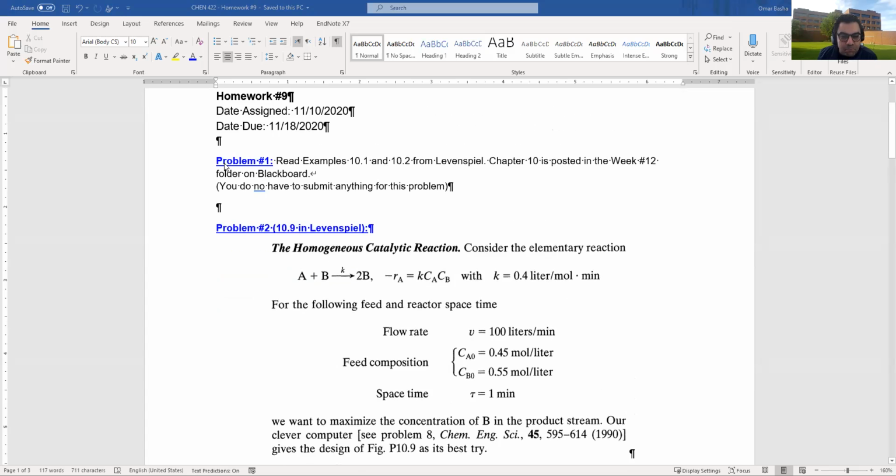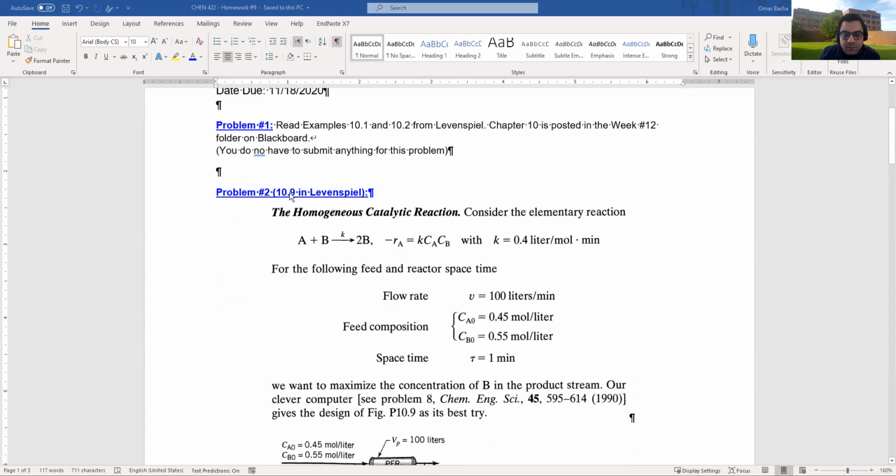And yeah, let's go. So problem number 1, please read the examples from your Levenspiel. The chapter is posted week number 12. They're good examples. You don't have to submit anything for this problem. I'm missing a T here, right? You do not have to submit anything for this problem. Yeah, just read the examples.